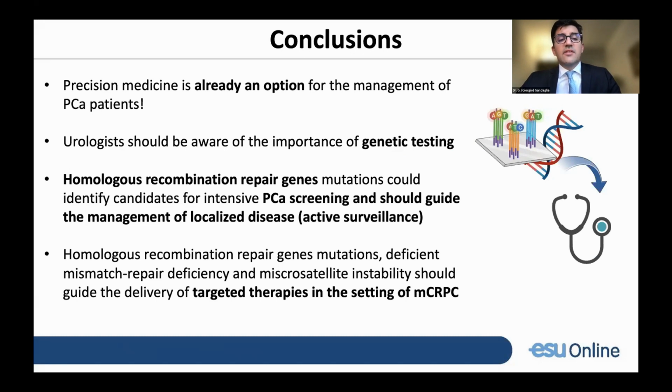For example, these patients cannot be the ideal candidates for active surveillance. And these genes, together with mismatch repair deficiency and microsatellite instability, should guide the delivery of targeted therapies in the setting of metastatic castration-resistant prostate cancer, and potentially could guide the delivery of targeted therapy even in patients with hormone-sensitive metastatic disease.